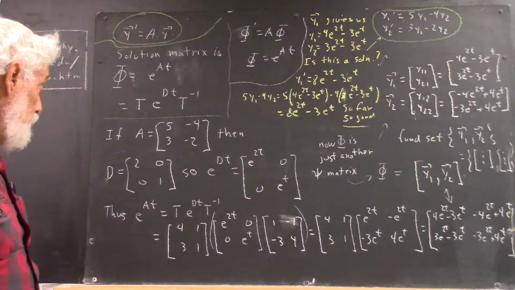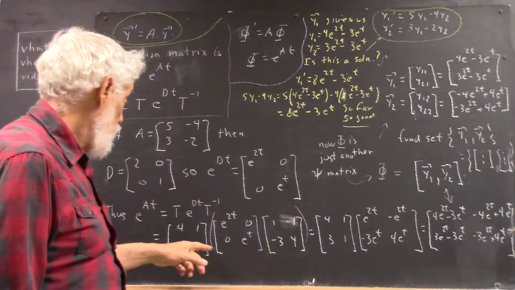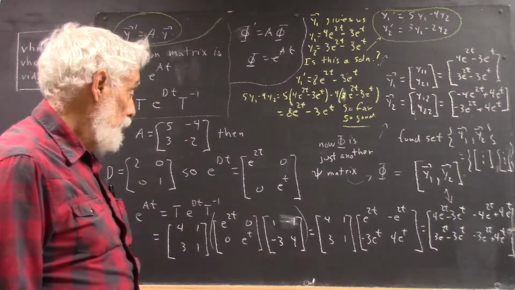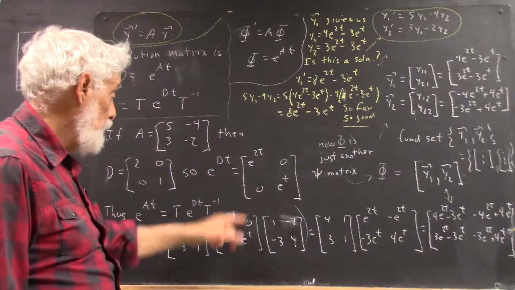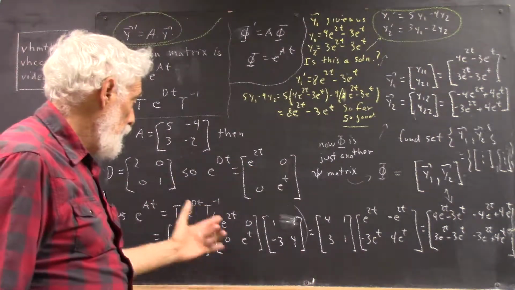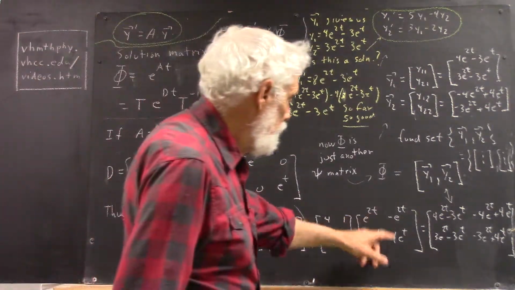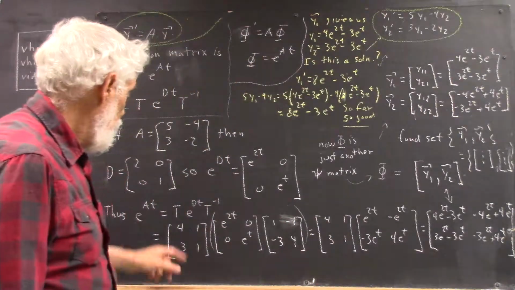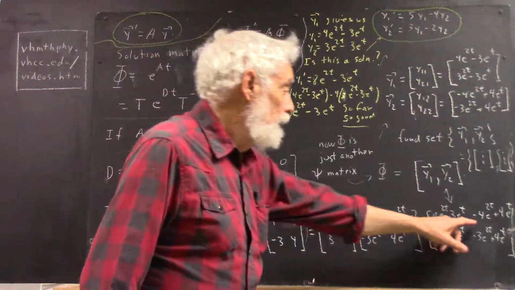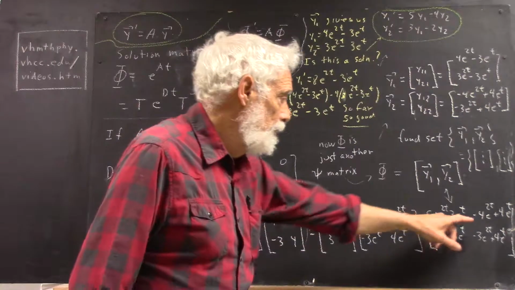Okay, well, how does that work? Well, we just write it out. Here's our T matrix, here's the inverse of our T matrix, and here's our diagonal matrix. We multiply it out. This multiplication is really easy. You should do it yourself. And then we multiply by this, and it's clear that this times this equals this.